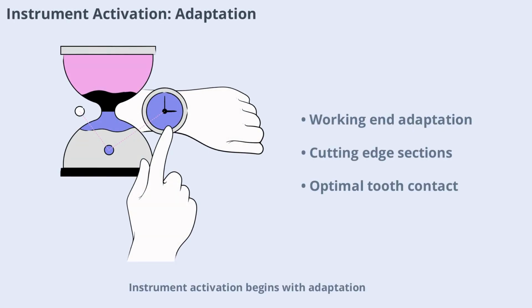Instrument activation begins with adaptation, ensuring the working end of the instrument conforms to the tooth's contour. The cutting edge is divided into 3 sections: leading third, middle third, and heel third. Proper adaptation allows for effective removal of deposits and minimizes tissue trauma. By focusing on the leading third, clinicians can maintain optimal contact with the tooth surface, enhancing both precision and safety.